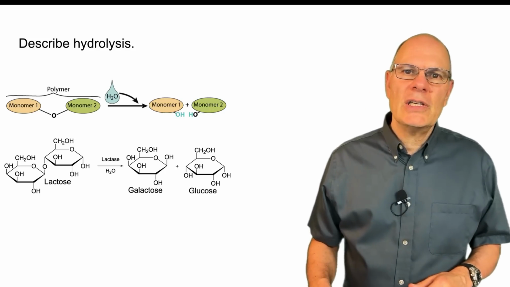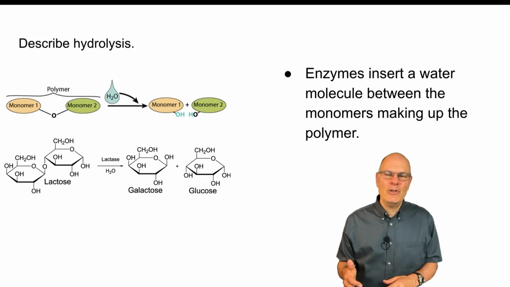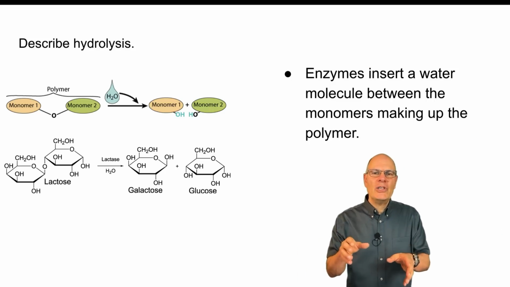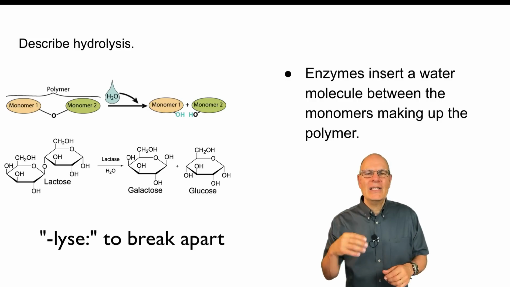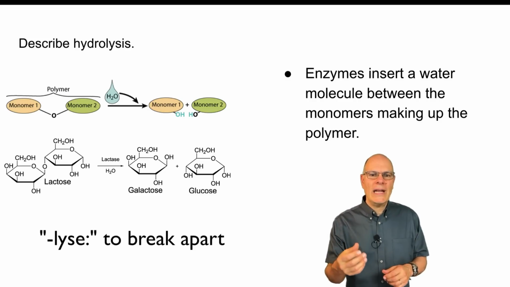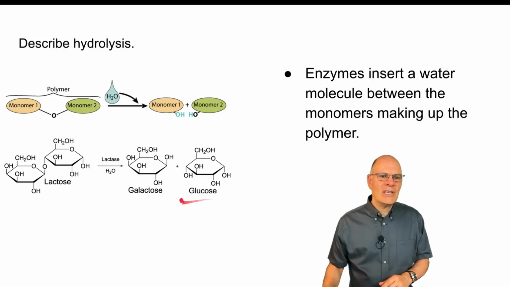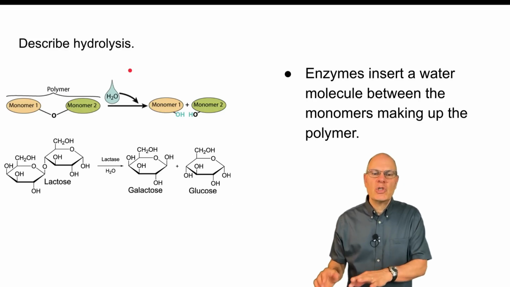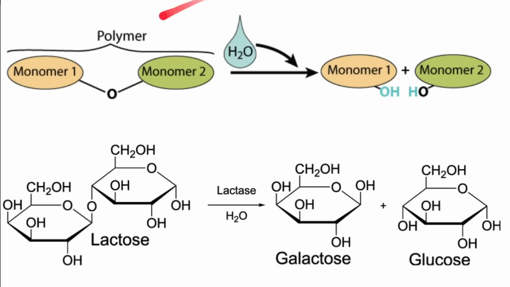Now, what about hydrolysis? Hydrolysis is the opposite of dehydration synthesis. In biology, the suffix "lyse" is very important, and it involves breaking. So what happens in hydrolysis is that an enzyme, which isn't shown, inserts a water molecule in between the 2 monomers making up the polymer. And what that does is it breaks them apart. Here we have lactose, which is a disaccharide. I'll review that in a minute. It's a sugar that's made of 2 simple sugars that are bonded together. You add a water molecule and you get galactose and glucose.